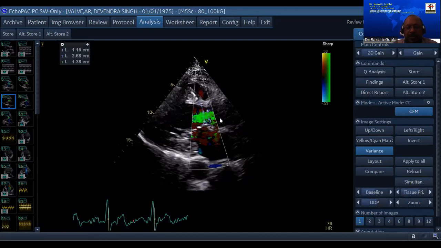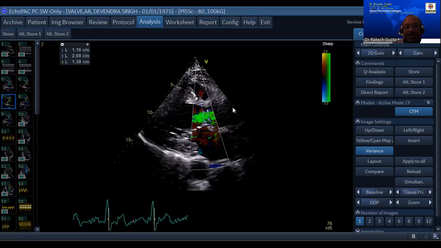Vena contracta is somewhere over here. So first is 1.16. That is the vena contracta in this view. 2.68, this second is LVOT diameter. And third is jet width height, jet width over LVOT height. This is 1.38. So if we consider this as 14 and consider this as 27, this is almost 50% of the LVOT being occupied by the jet width. And vena contracta is more than 0.7.